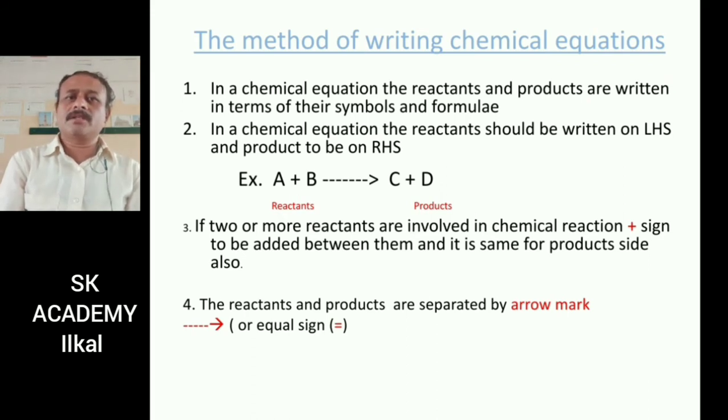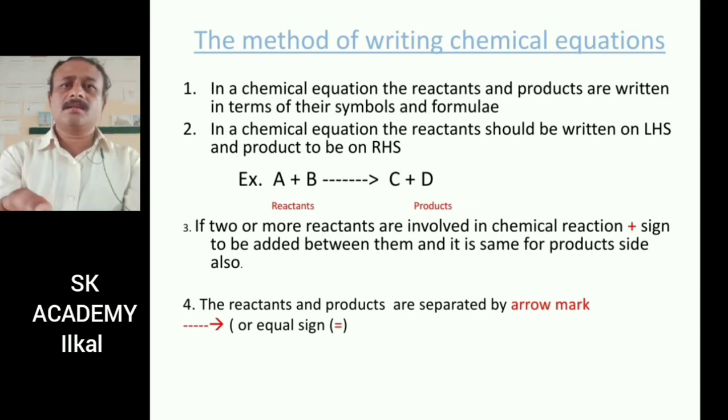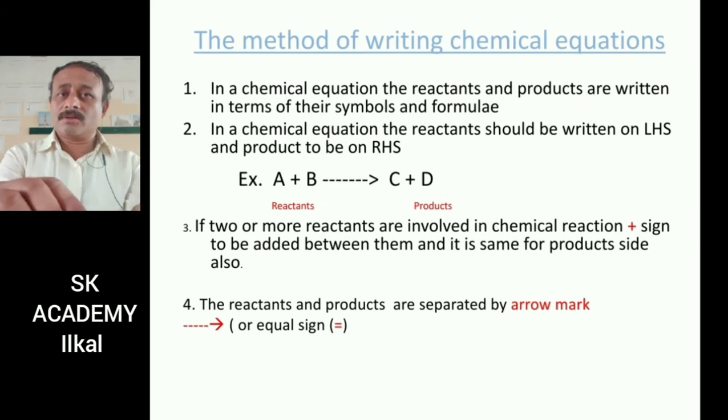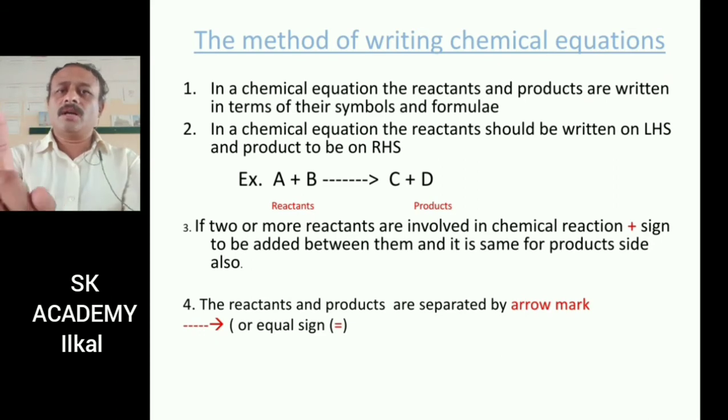And the next point, the fourth one, is that the reactants and products are separated by an arrow mark. See, this is important. The reactants and products in a chemical equation are separated by an arrow mark. Sometimes, instead of an arrow mark, we use an equal sign also, but very commonly we use the arrow mark. Books and textbooks almost all use it, but it is an option that we can use the equal sign also to separate the reactants and the products, right.